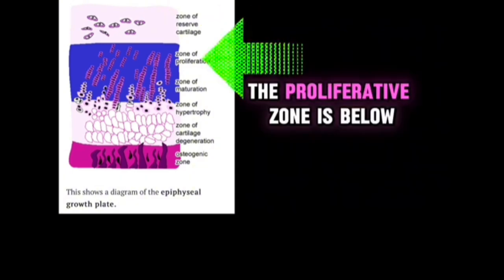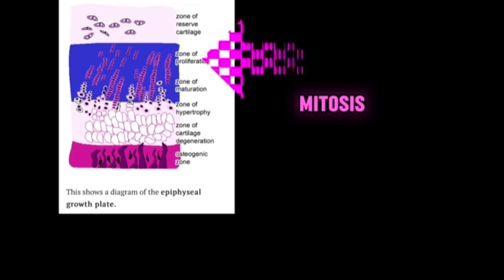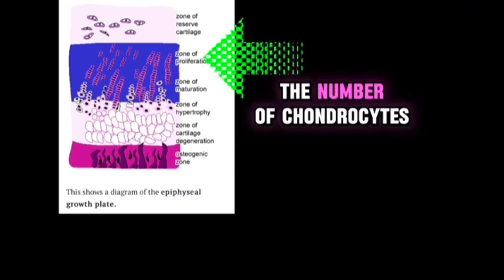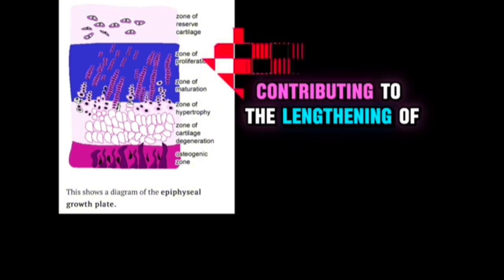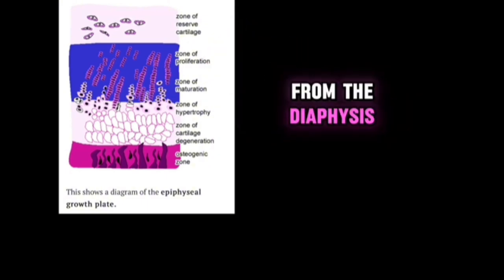The proliferative zone is below the reserve zone. These cells are undergoing mitosis. Rapid cell division in this zone leads to an increase in the number of chondrocytes, contributing to the lengthening of the bone. This pushes the epiphysis away from the diaphysis.